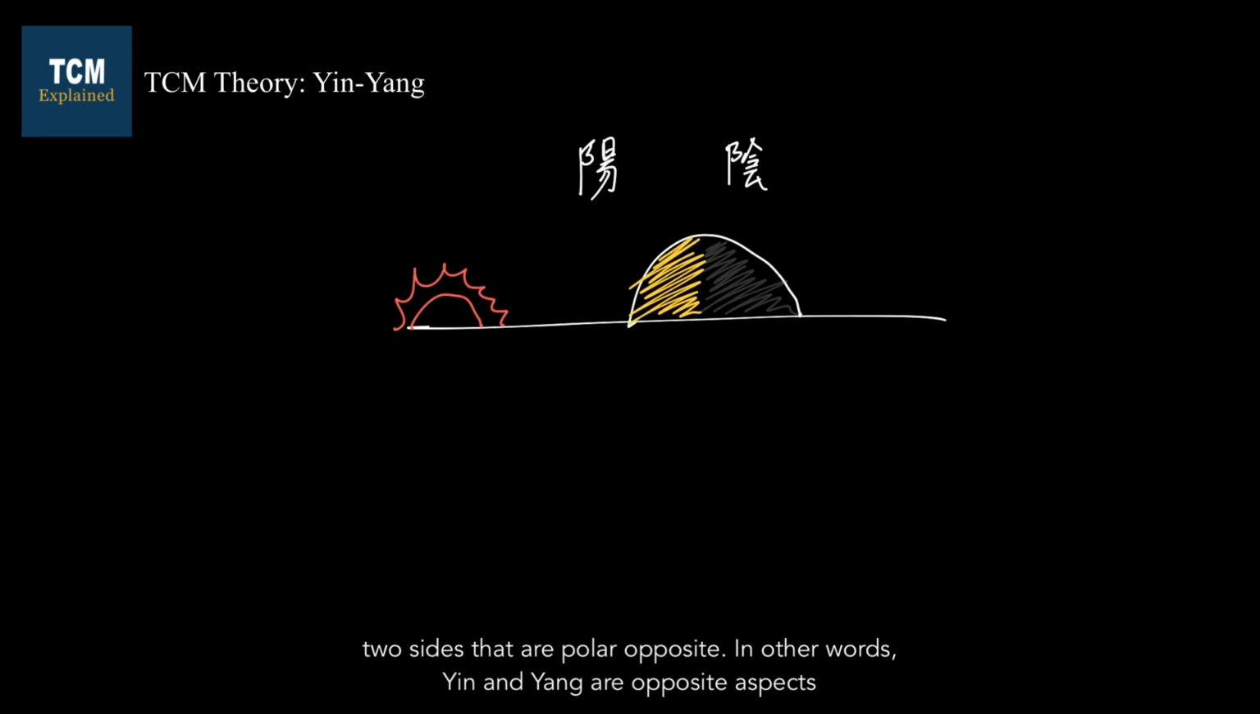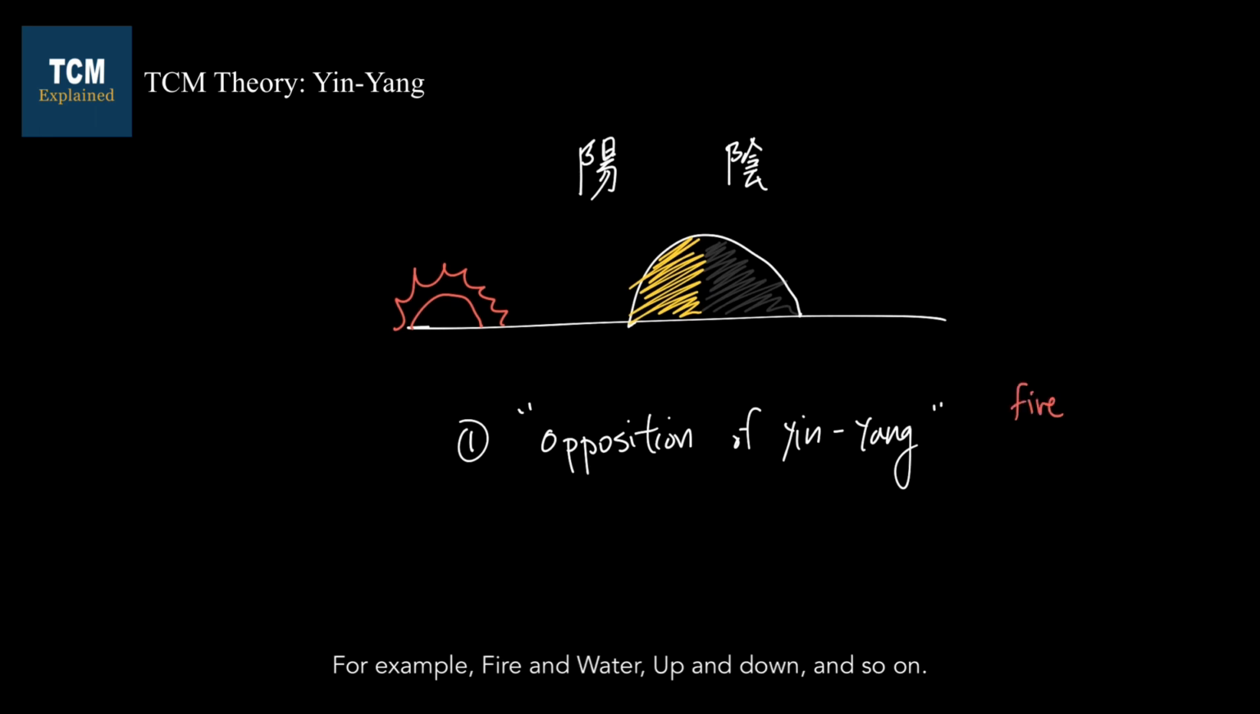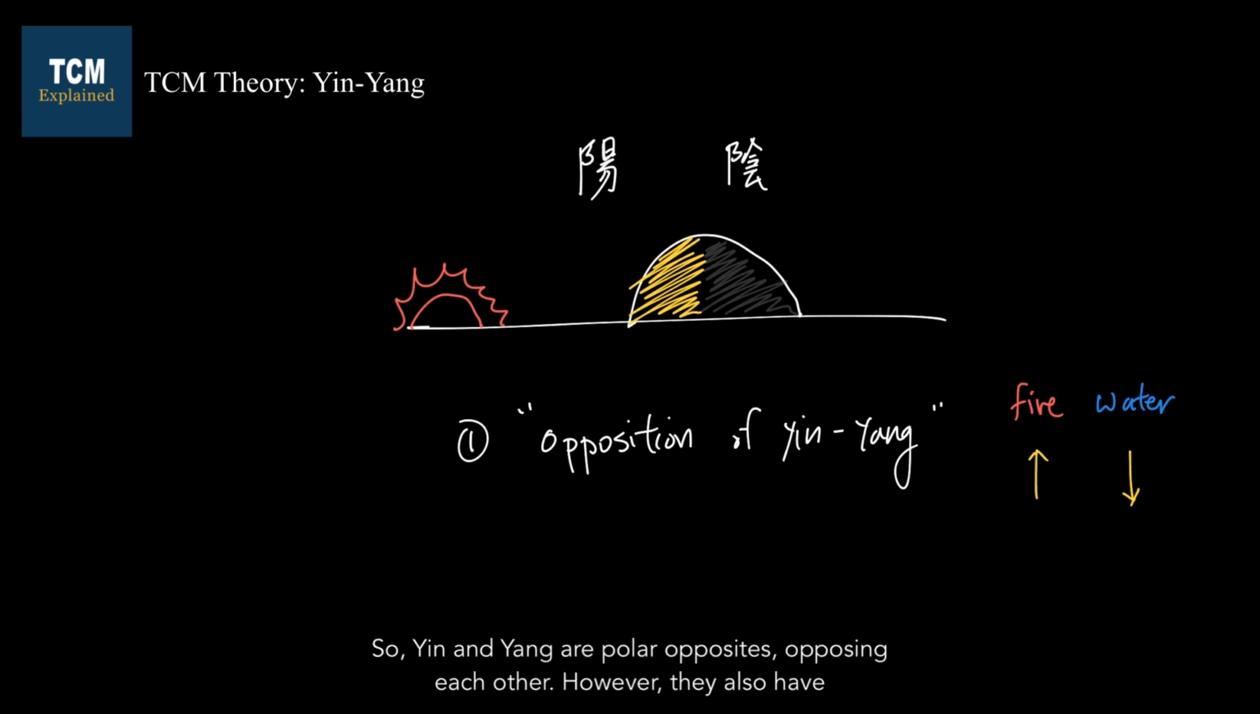In other words, yin and yang are opposite aspects within the phenomenon, and they oppose each other to form a balance. This is the first aspect of the theory of yin-yang called the opposition of yin-yang. For example, fire and water, up and down, and so on. So yin and yang are polar opposites opposing each other.